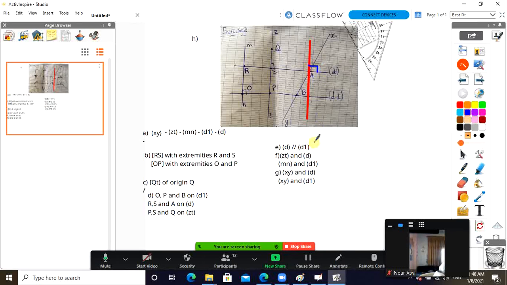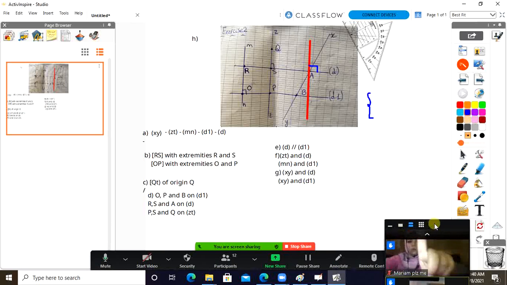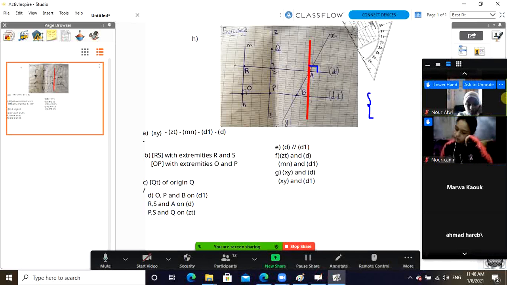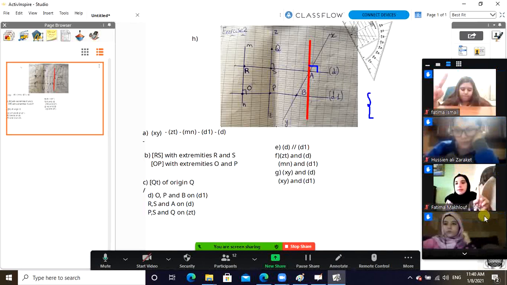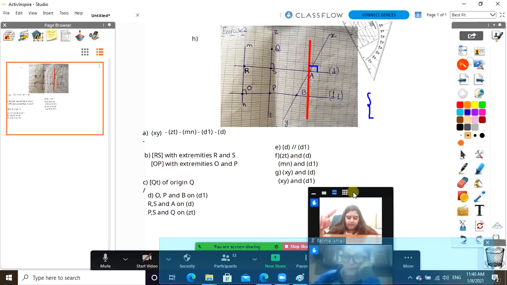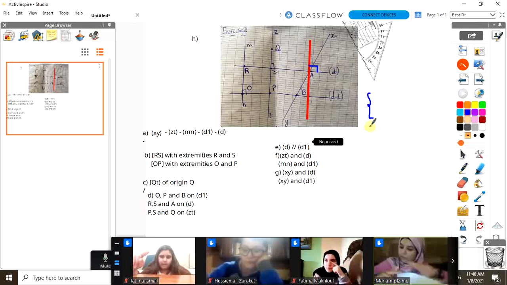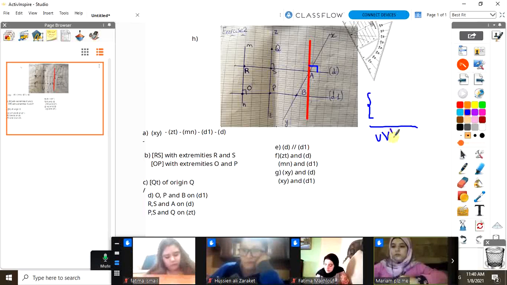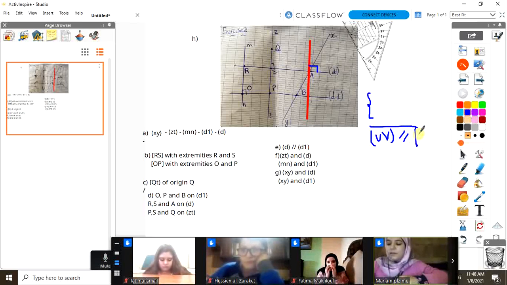Now, in part E, what is the relative position of UV and ZT? Let's look at UV and ZT. Yalla, UV and ZT. Who wants to tell me? I will move to a student, to Maryam. Yalla, Maryam. Okay. First of all, my conclusion should be UV parallel to ZT. Very good. Parallel to ZT, because ZT is perpendicular to D.